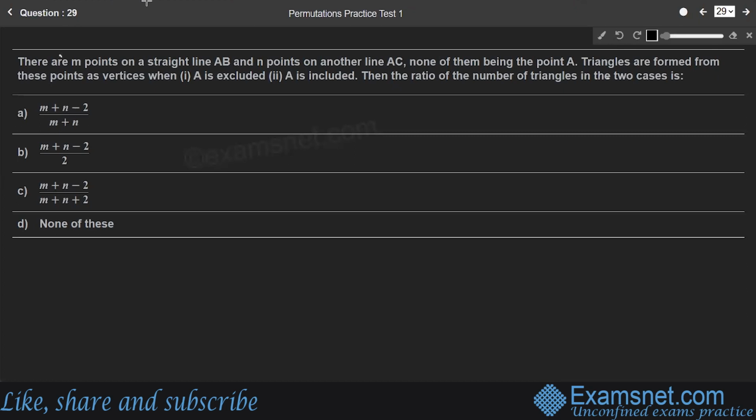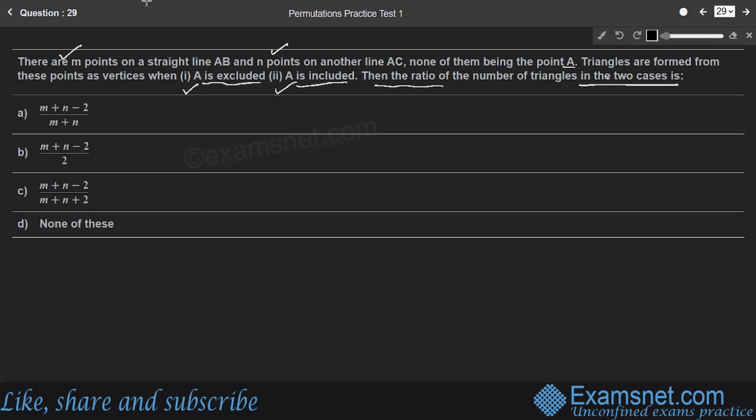Question 29. There are m points on a straight line AB and n points on another line AC, none of them being the point A. Triangles are formed from these points as vertices when A is excluded and A is included. So in these two situations, the triangles can be formed, right? Using m and n number of points. Then the ratio of the number of triangles in two cases is.